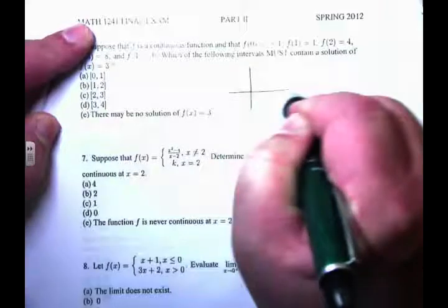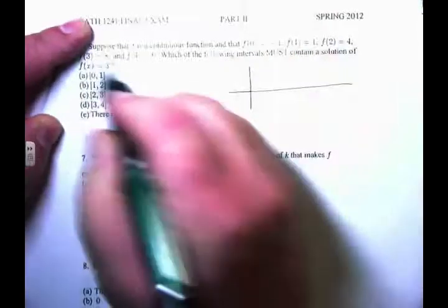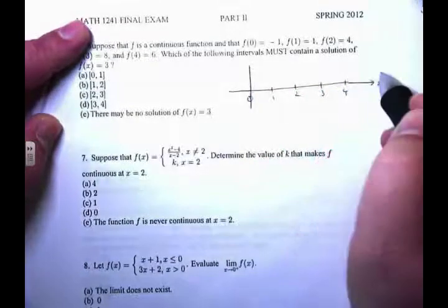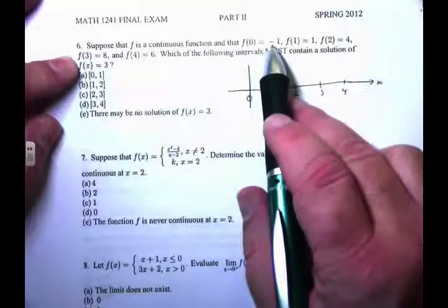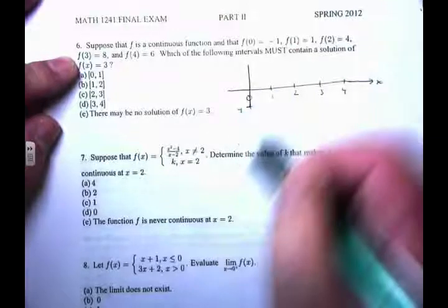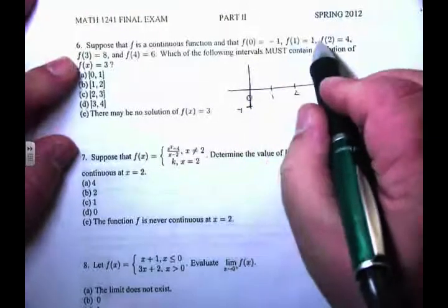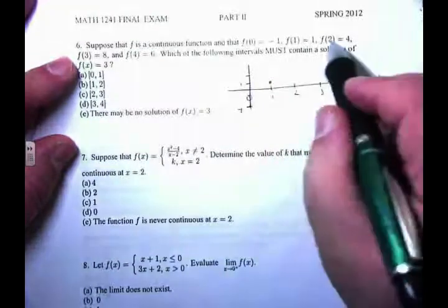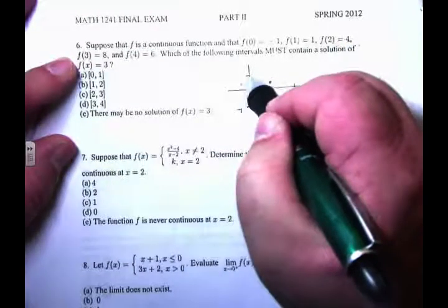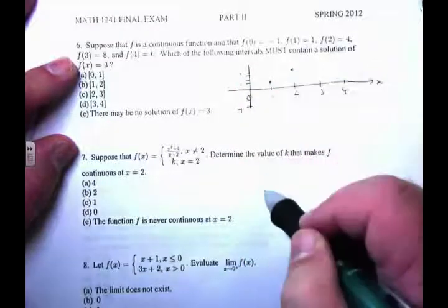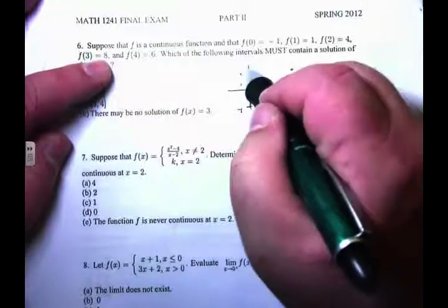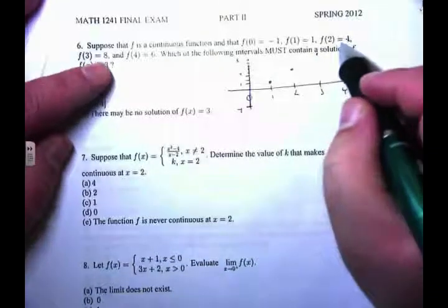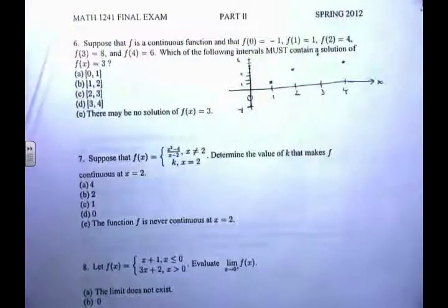All right. And I know this. These are x-coordinates, 0, 1, 2, 3, 4. All right, f of 0 is negative 1. So f of 0 is down here at negative 1. f of 1 equals 1. I'm probably going to make these points small here. f of 2 equals 4. 1, 2, 3, 4. There's 4 right there. f of 3 equals 8. 5, 6, 7, 8. So that's way up here. There's 8. And then f of 4 is equal to 6. So I'm back down here.